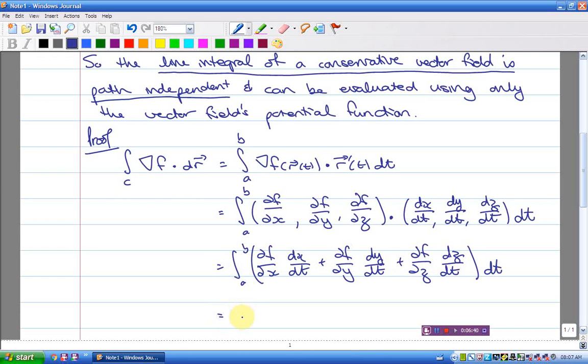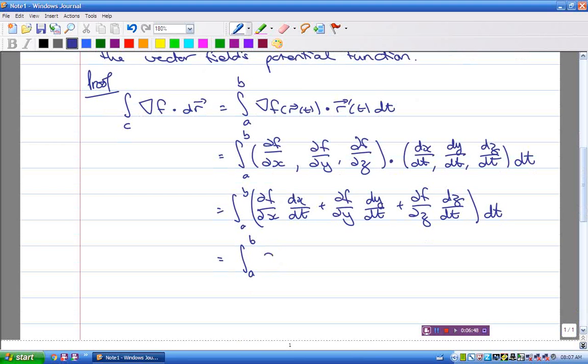equals. Now, what is that thing? That big fat integrand full of d's? That should remind you of something. You've seen it before. That's the chain rule. That's the derivative of f with respect to t.